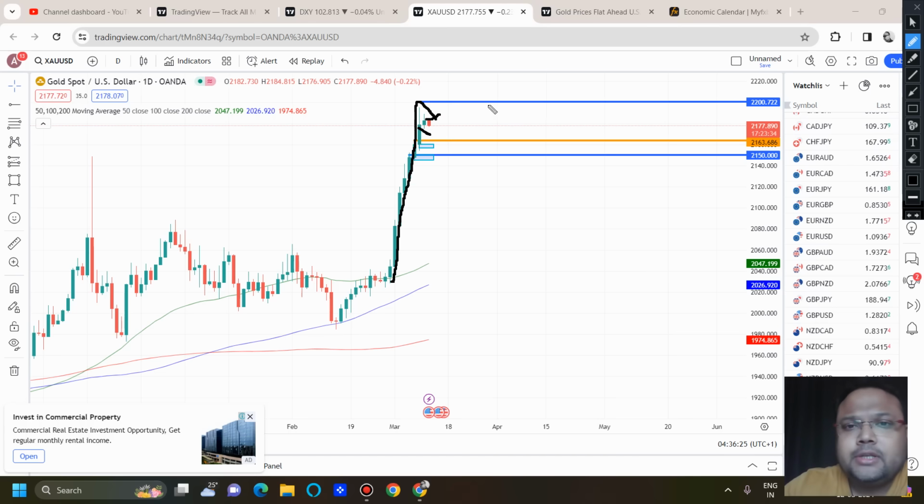The complication is that we have a strong resistance around 2000, not 2000, 2200. Okay, I'm still around the 2000 level. So if the market breaks 2200 with a big green candle, meaning the market has volume, then only go for a buy.